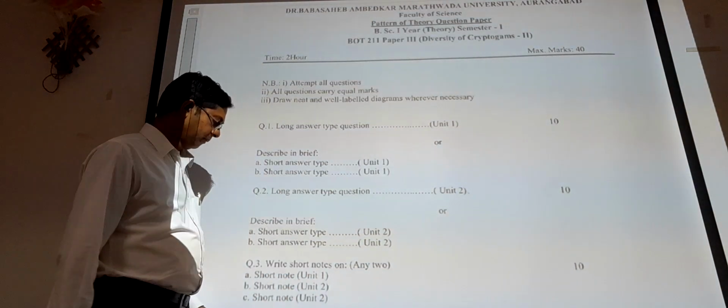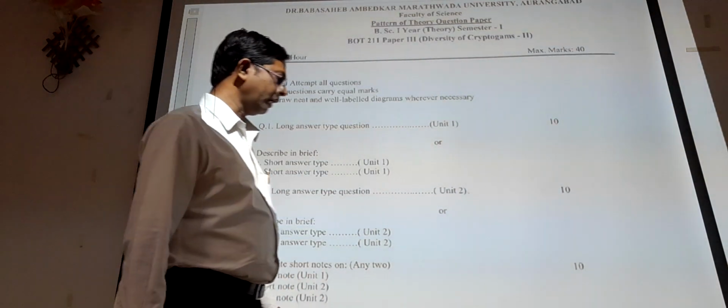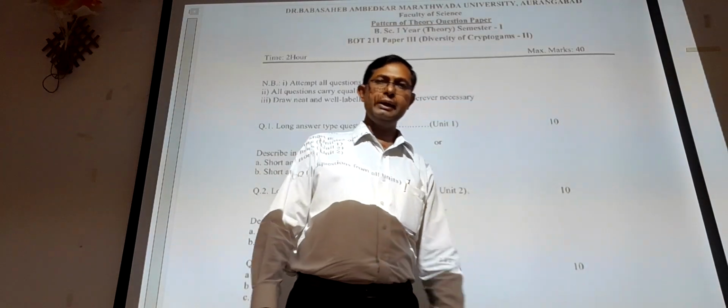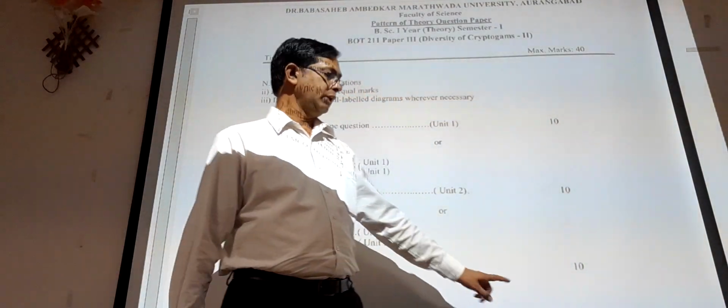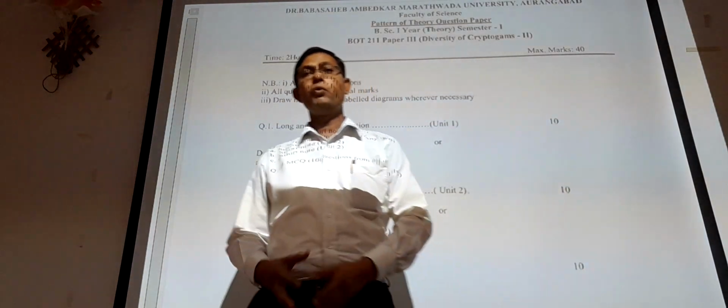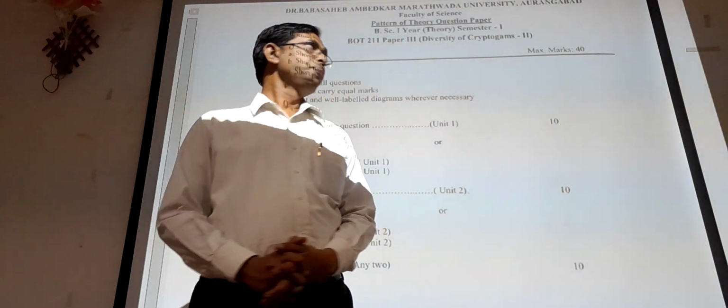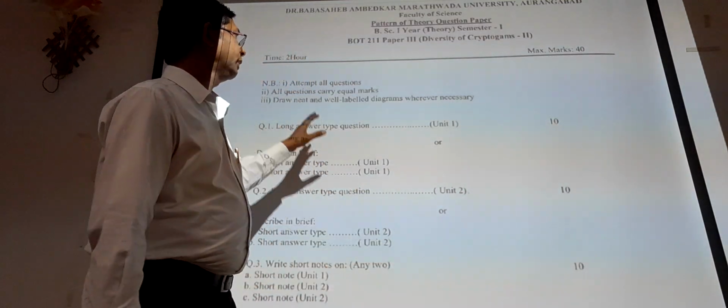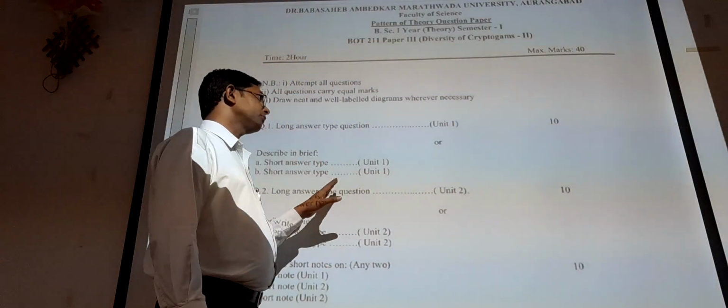And the last one is question number 4, that is 10 MCQs are given and each MCQ is having 1 mark. So the total paper is for 40 marks. So that is nothing but the theory paper of the Diversity of Cryptogams 2.